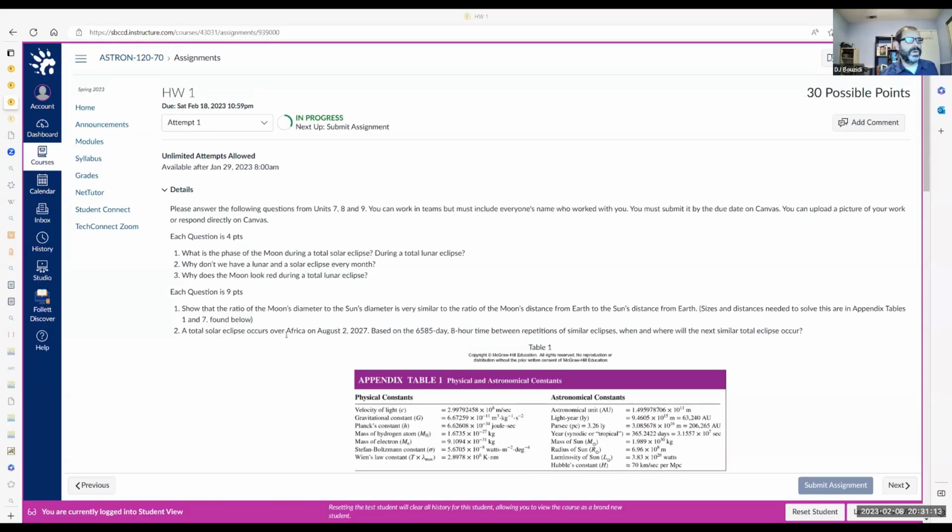A total solar eclipse occurs over Africa on August 2nd, 2027. Based on the 6,585 day, 8-hour time between repetitions of similar eclipses, when and where will the next solar eclipse happen? We're going to answer both questions, when and where. It's probably much easier to answer where first, and then we'll answer when.